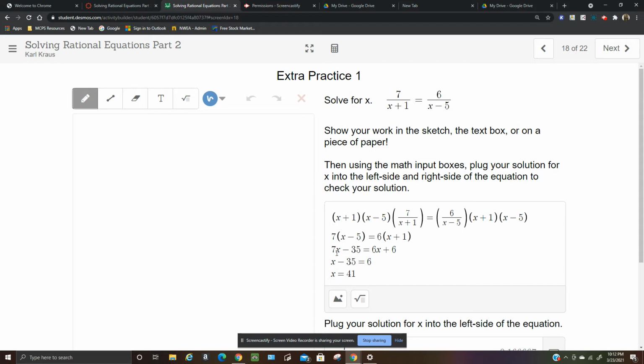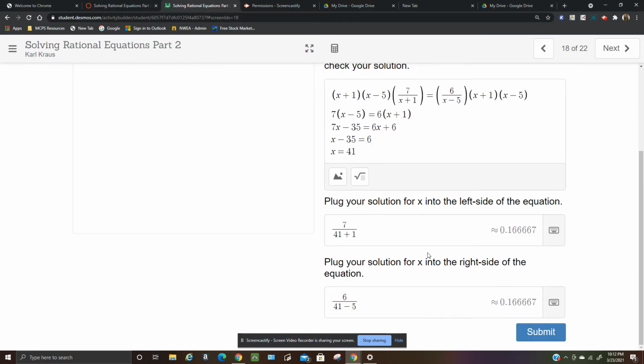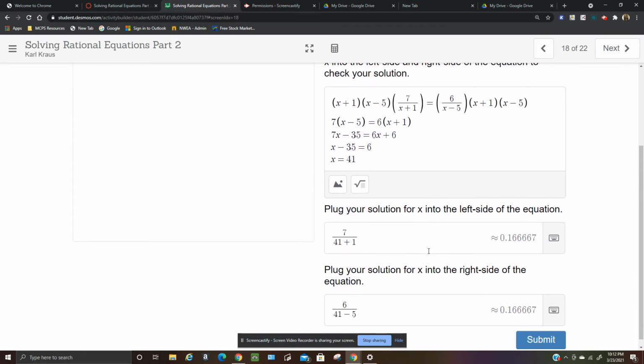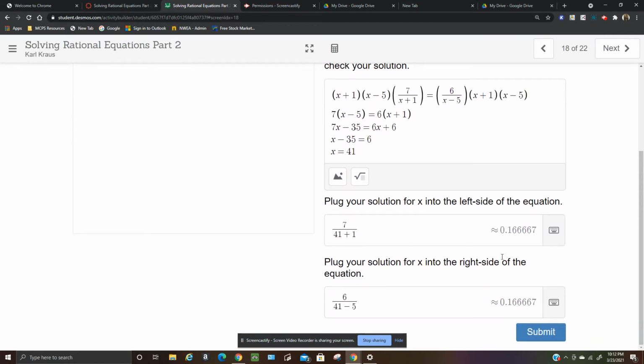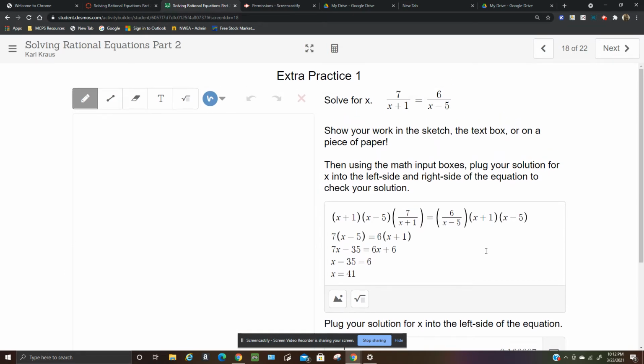And then using the distributive property, 7x minus 35 equals 6x plus 6. So x minus 35 equals 6. x equals 41. And then if you plug that into each side of the equation, you get the same value, so you know that your solution is correct. All right.